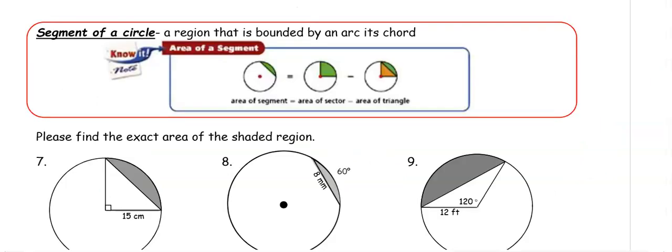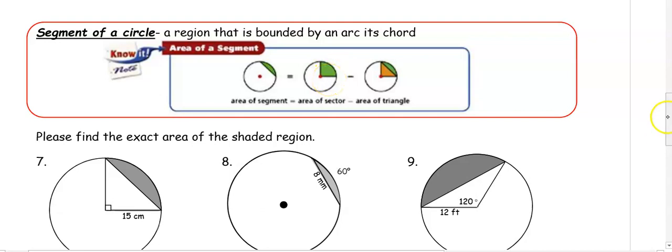So in a circle, we have a segment of a circle, which is a region that is bound by an arc and a chord. So the area of the segment is going to be the area of the sector minus the area of the triangle that is whiting out part of that area of the sector.